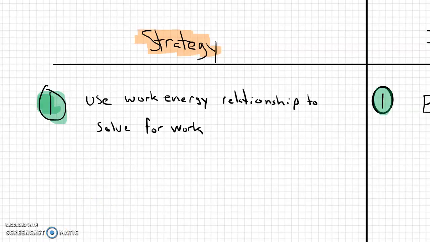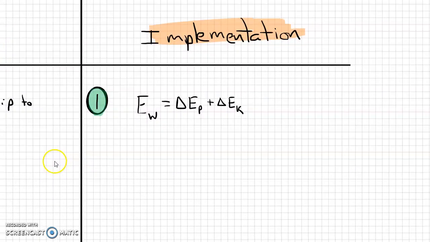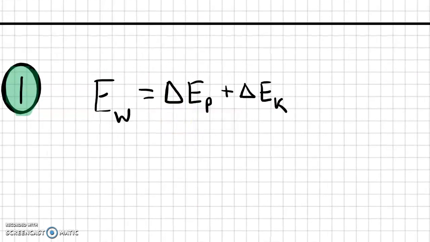All right, we're going to use the work-energy relationship. In other words, the work is equal to the change in energy. To implement that, the equation we have is that the work we do is going to equal a change in potential energy plus a change in kinetic energy. Now, we discussed earlier that because it starts at rest and ends at rest, the change in kinetic energy is zero.